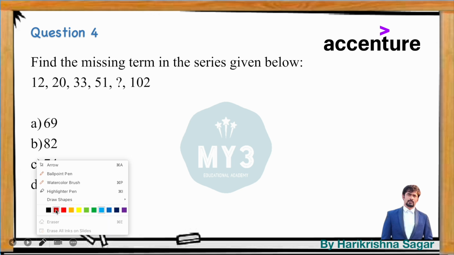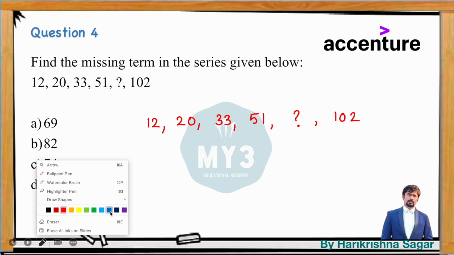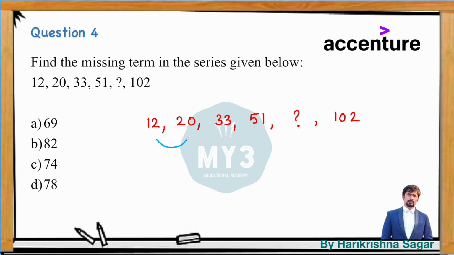So in this question, again they are expecting us to find out the missing term in the sequence. 12, 20, 33, 51, question mark, 102. What is the missing term here? If you observe, I am directly going with the difference between the terms. 12 to 20, there is a difference of 8.